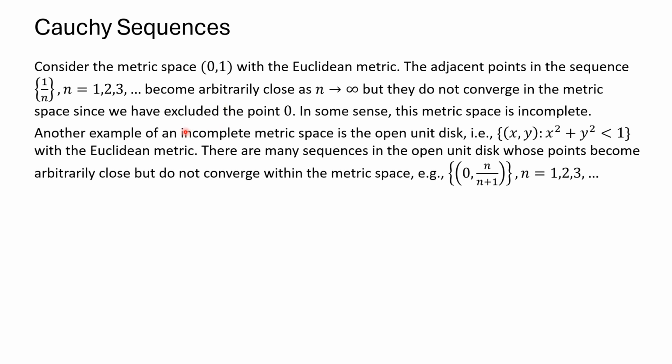Another example of an incomplete metric space is the open unit disk. So we have that defined here. And notice we've excluded the boundary. It's just less than 1. And so there are many sequences in the disk that converge to a point on the boundary, but again, we've excluded the boundary so they don't converge in the metric space under consideration.